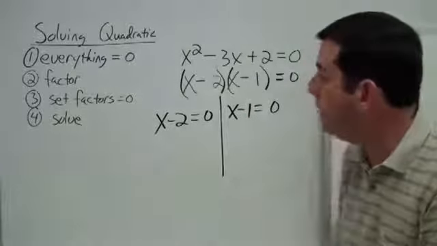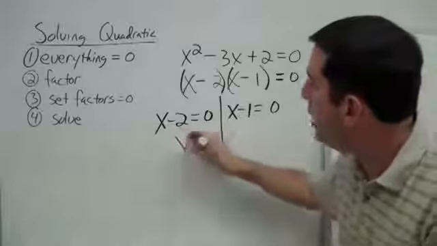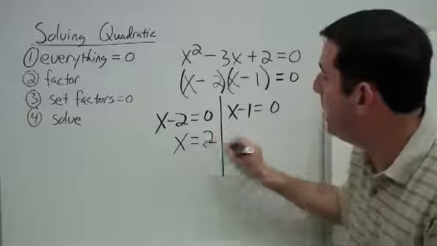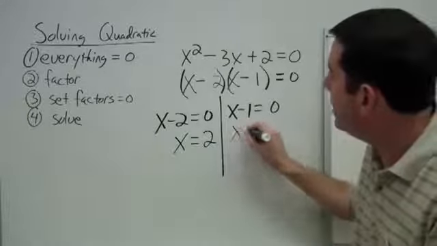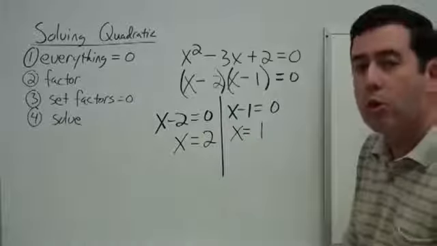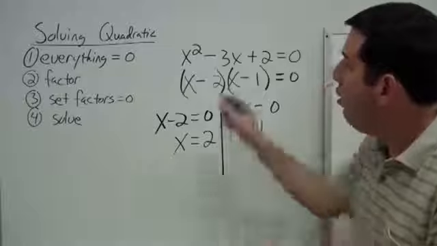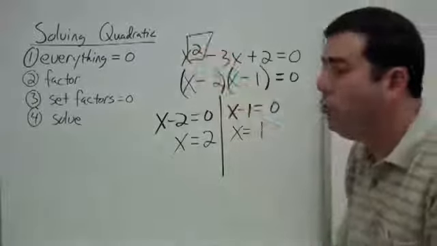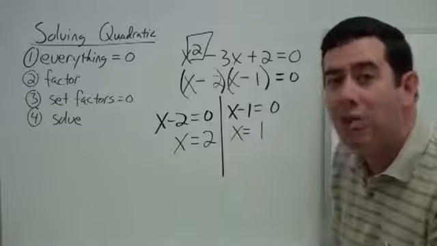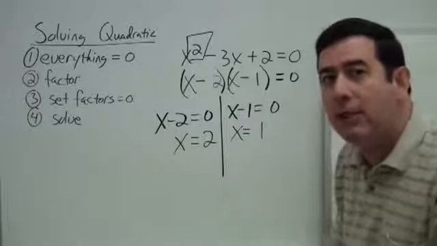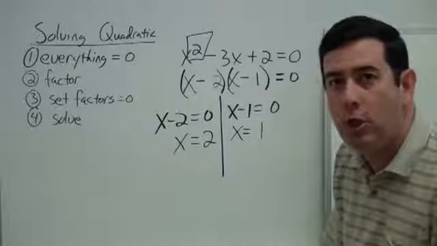Now let's just solve these equations we've created. Moving the 2 across, one of my solutions is x equals 2. Moving the 1 across, the other solution is x equals 1. Notice that there are 2 solutions. When you have a degree of 2, the maximum number of solutions you can get matches that degree, so the maximum number of solutions on a problem with a degree of 2 would be 2.